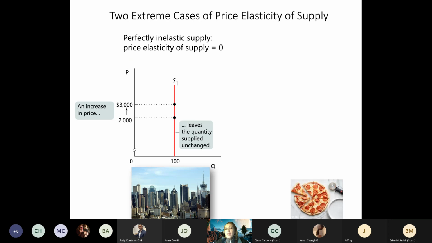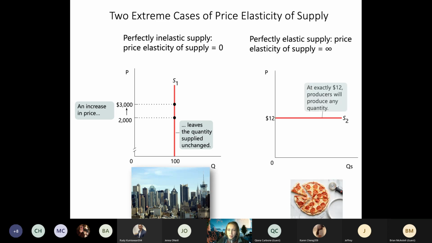But the supply of land or Monet paintings, that's another example. Supply is fixed, right? So Monet has made a fixed number of paintings, and won't make any more. Whatever is available for sale is there no matter what the price is.